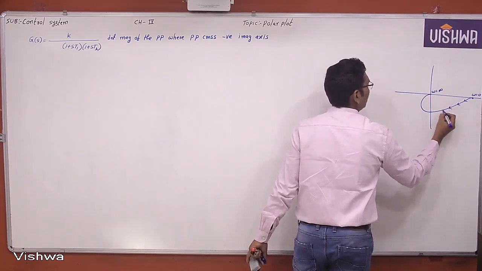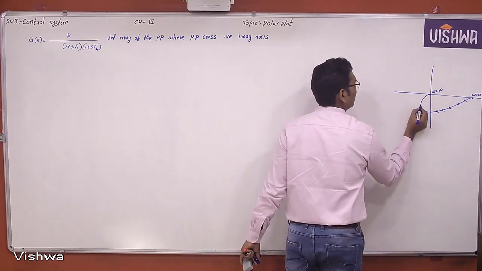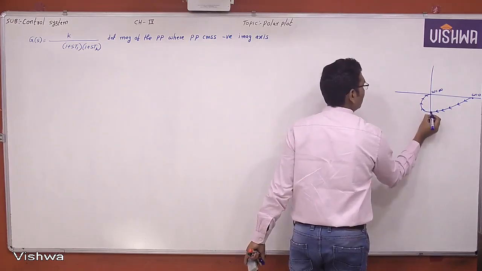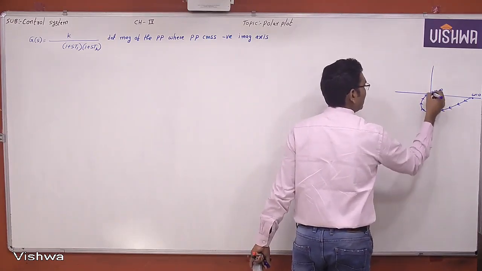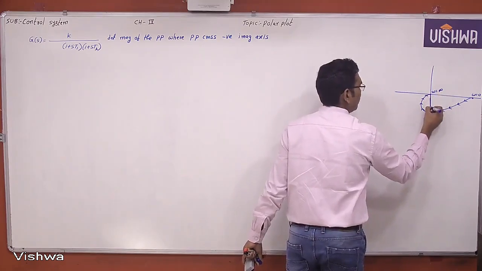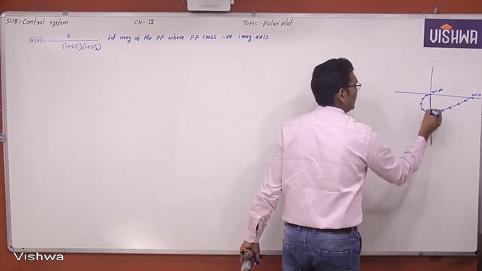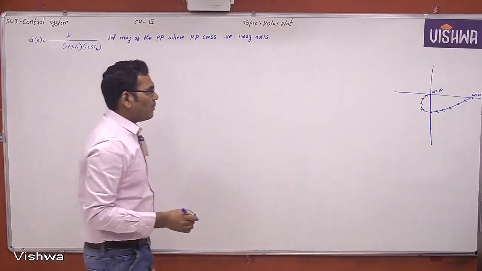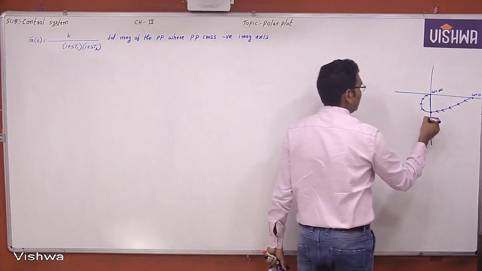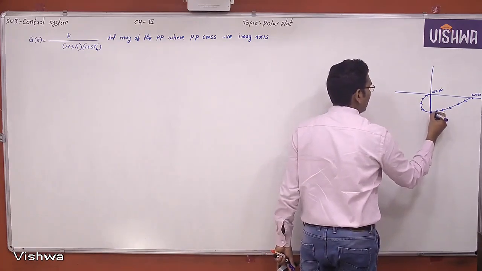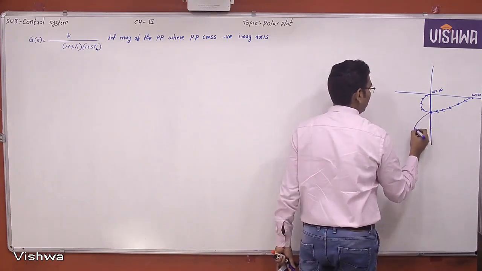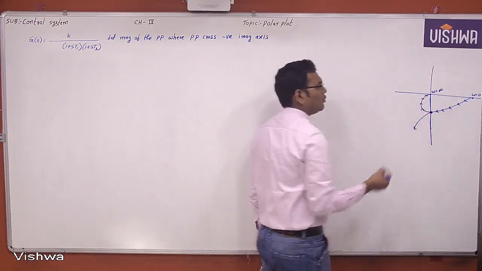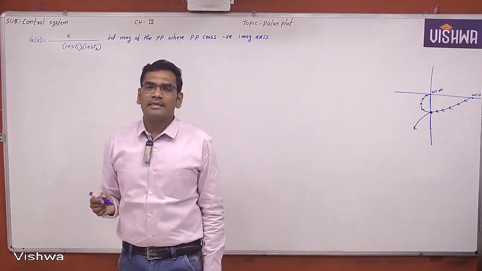Yes. Now your polar plot is crossing the negative imaginary axis. See here, the polar plot is crossing the negative imaginary axis. Now here he is asking to find the magnitude. Where the polar plot is crossing the negative imaginary axis, there he is asking to find the magnitude.